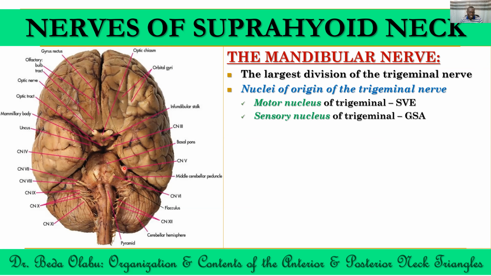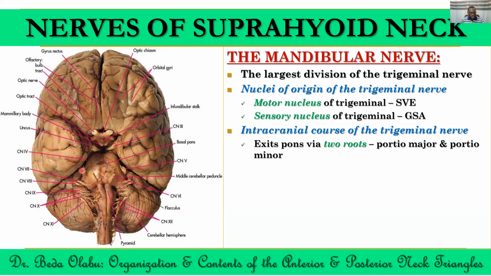This is the trigeminal nerve. It comes out at the junction of the pons and the cerebellum, within the middle of what we call the middle cerebellar peduncle. That's the trigeminal nerve. So let's talk about its course.